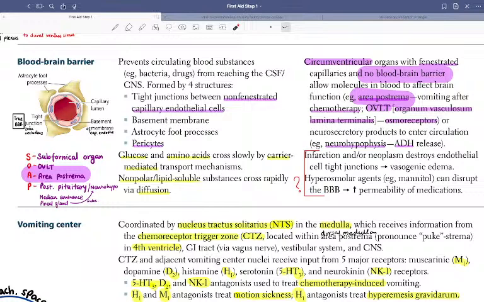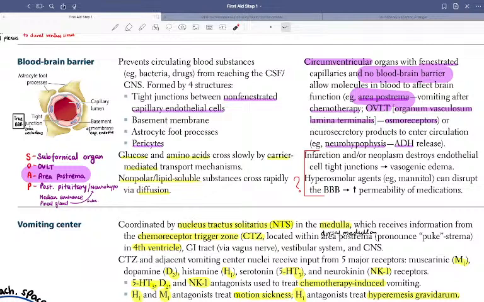Okay, so let's go back to this quickly. Area postrema is done. Neurohypophysis, basically there's the median eminence. So at the median eminence, you get all the substances from the pineal gland. Anyways, okay, so first thing, all this is fine.